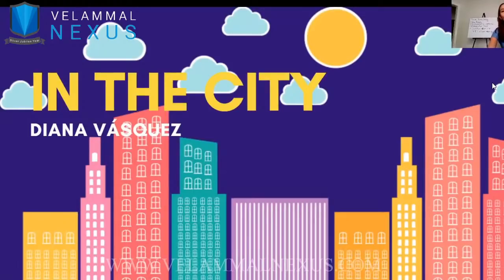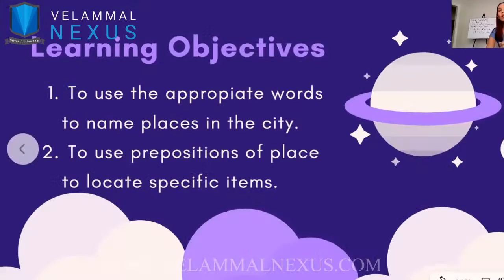For today, we have 2 learning objectives. Our first learning objective is related to our vocabulary: to use the appropriate words to name places in the city. We are going to reach this objective by doing all these 4 steps to practice the vocabulary. And our second objective is grammar related: to use prepositions of place to locate specific items. Guys, if at this point you feel like you don't know what a preposition of place is, do not worry. That's what I'm here for. It's a technical word, and we'll get back to that when we reach this step.